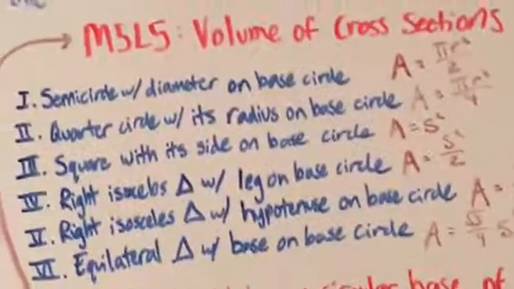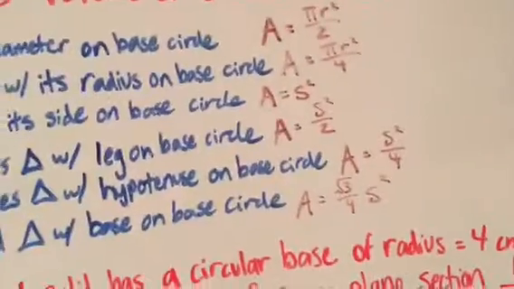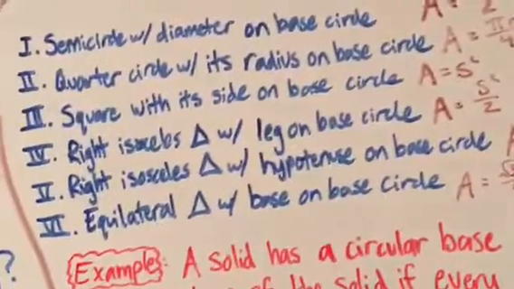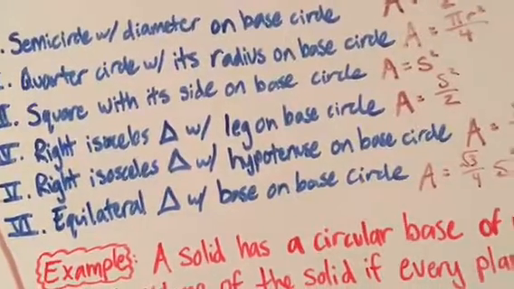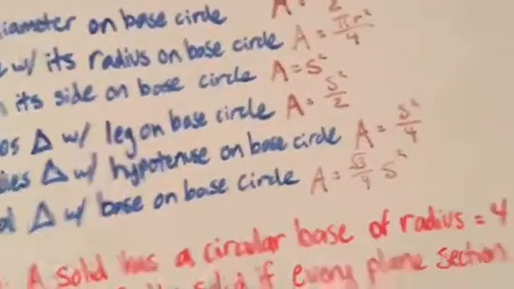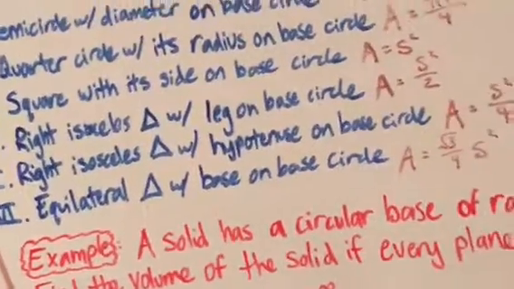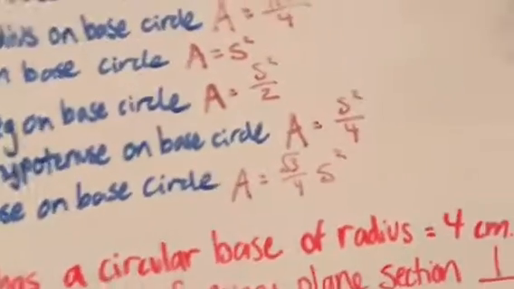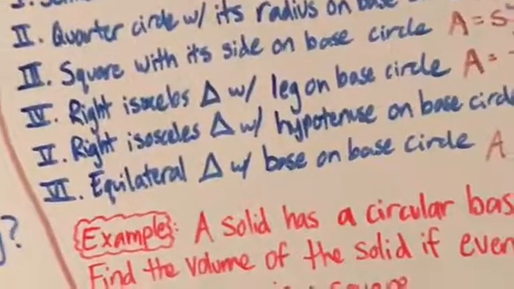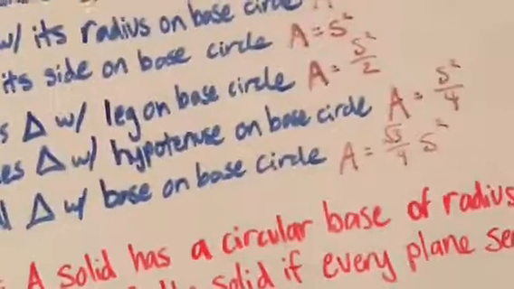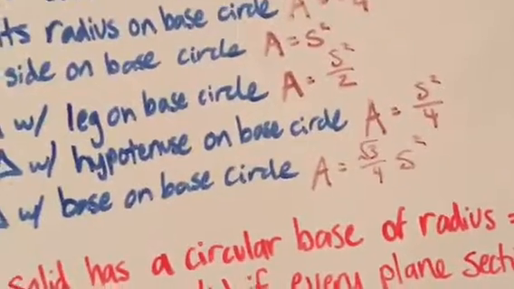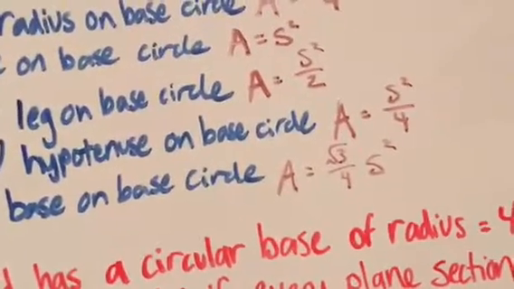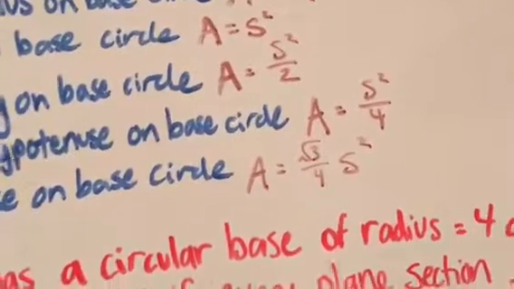If we use squares, it's obviously just going to be the side squared equals the area. Right isosceles triangle with a leg on the base circle is the same as a square, but it's divided by 2. If it's the same thing but the hypotenuse is on the base circle, we have to divide it by 2 again, so it would be the side squared divided by 4. And then finally, if we have an equilateral triangle with the base on the base circle, this is sort of the most complicated one, then it will be the square root of 3 over 4 times the side squared.